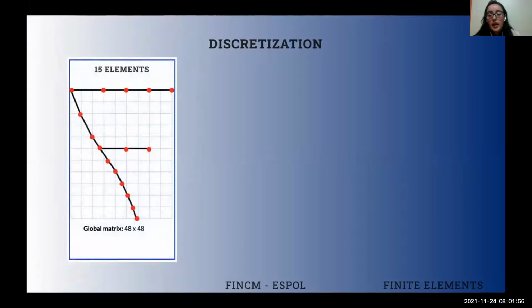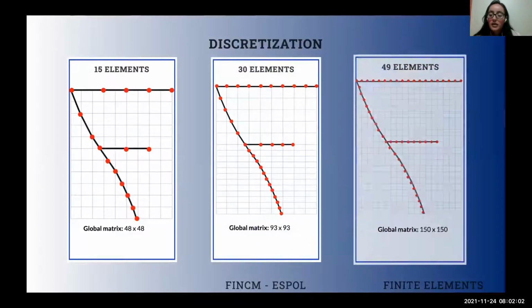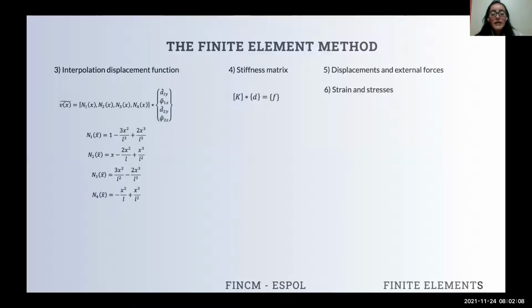Next. Discretization. Discretization consists of transforming the continuous model into a discrete one. In this slide, you can see three different discretizations. Next. Step 3 is the selection of the interpolation displacement function. In this case, the interpolation is cubic. Step 4 is to derive the stiffness matrix of each element and generate the general matrix, the global matrix, sorry. Step 5 is to obtain the solution of displacements and external forces.